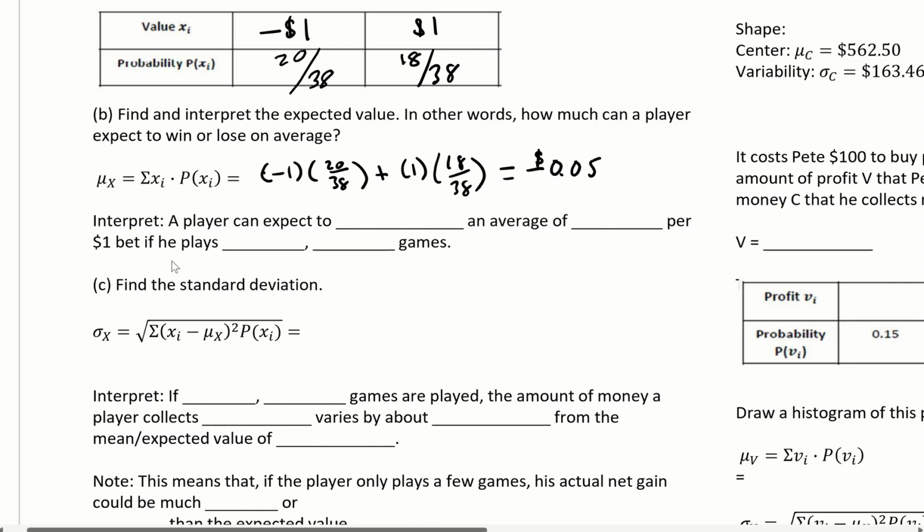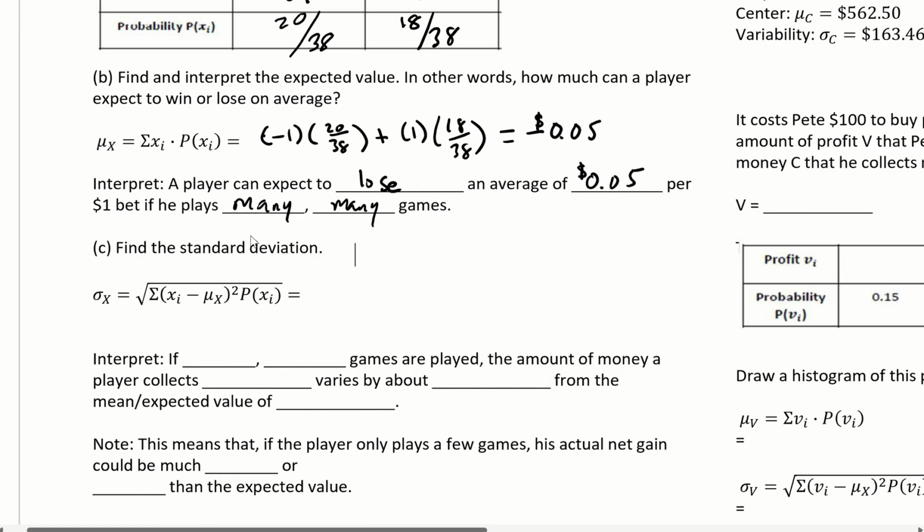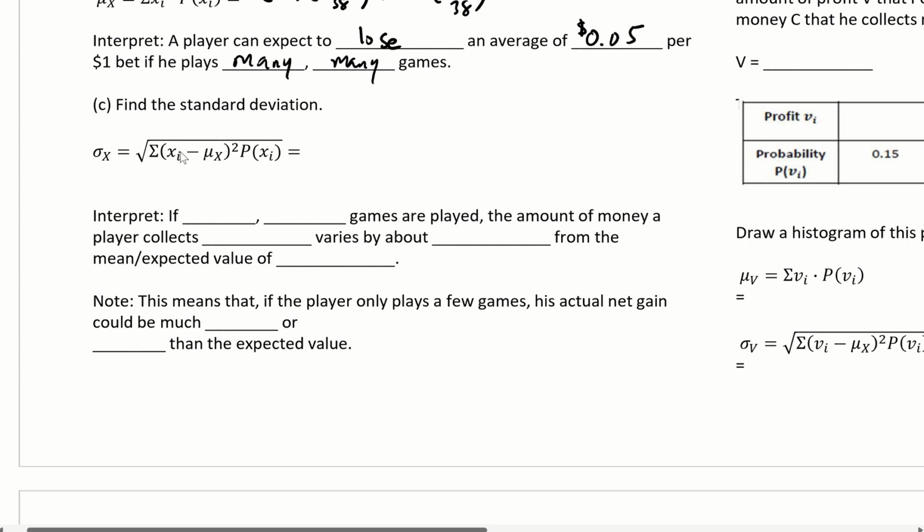So what we can interpret from this is that if we play many games, we would expect to lose on average 5 cents for every $1 bet we put in. All right, so we would lose 5 cents. Hence, that's why it's a negative, over many games. Remember, it's a probability, so you want to introduce the idea of many, right? Law of large numbers. Now, find the standard deviation.